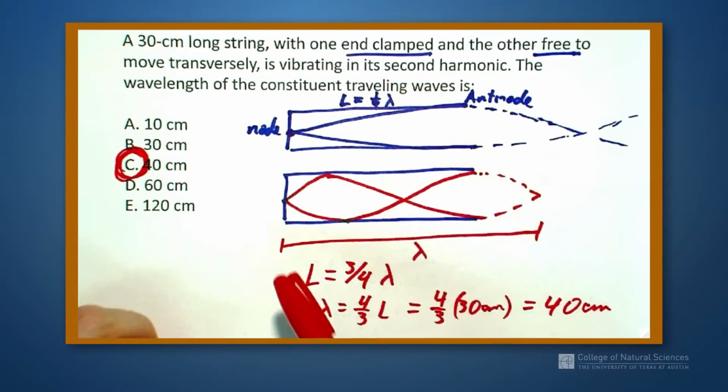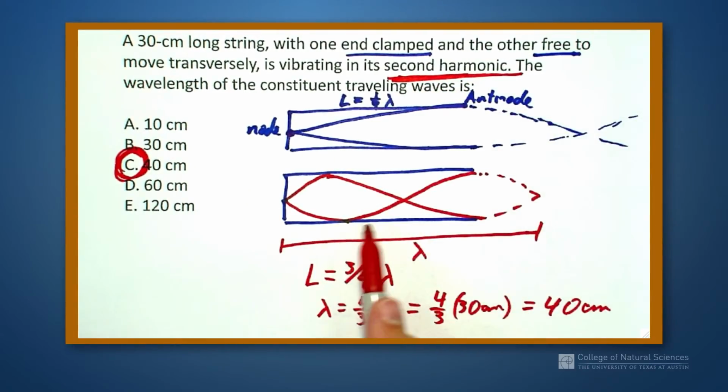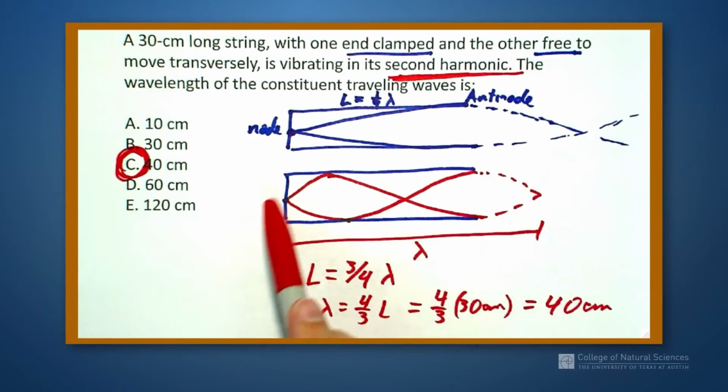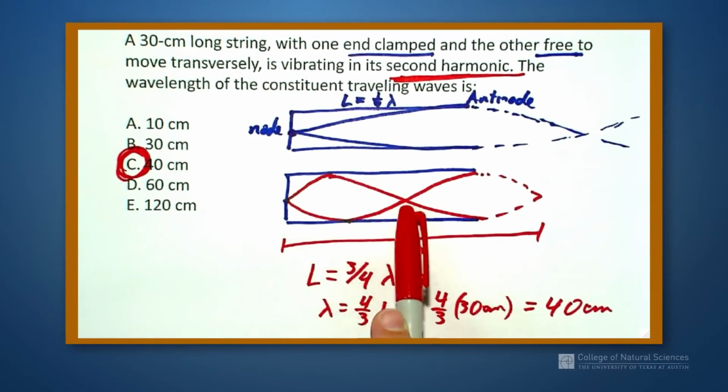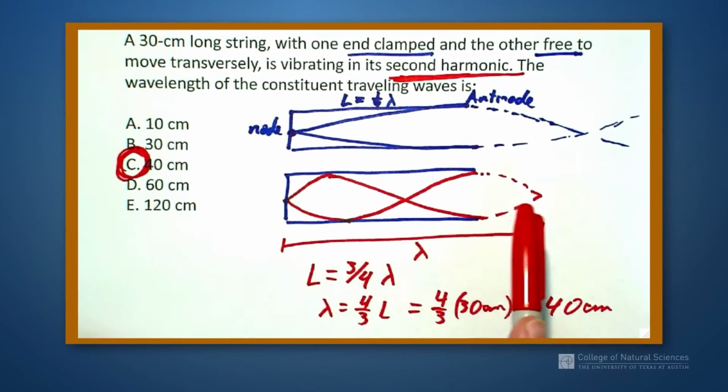So I looked at the second harmonic. This is the one that's in red. And I just figured out how many wavelengths I had inside the tube. So the string will go up, go back to a node again, and then go to an antinode. Starts at a node, ends at an antinode.